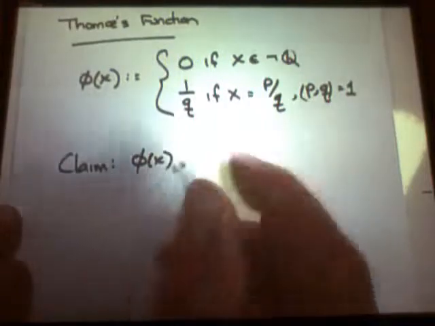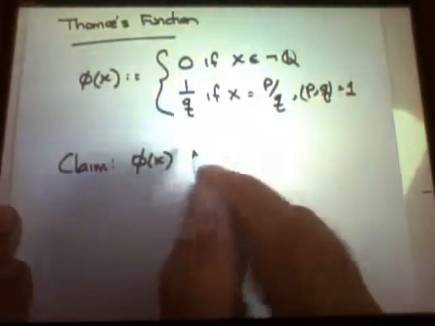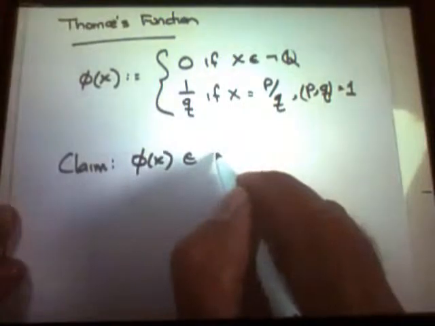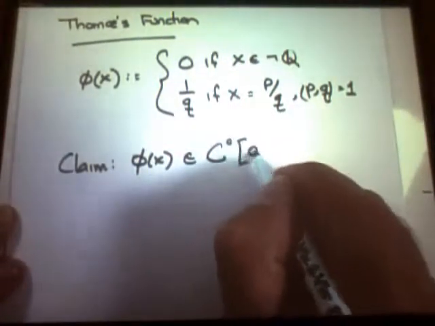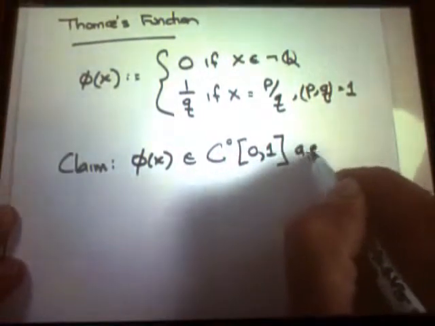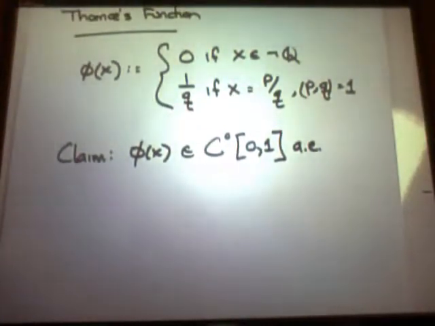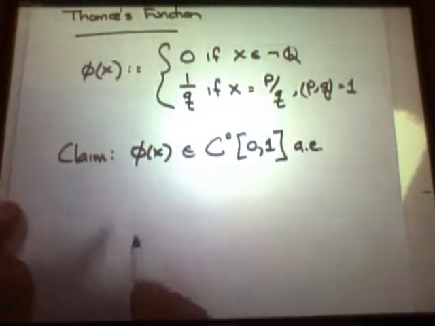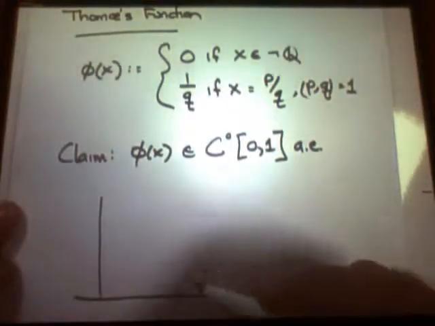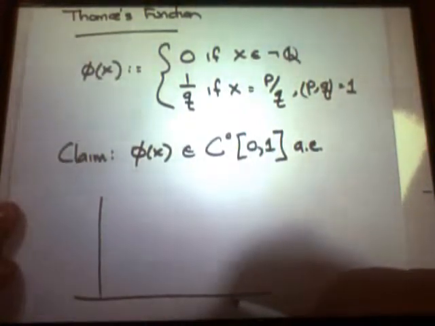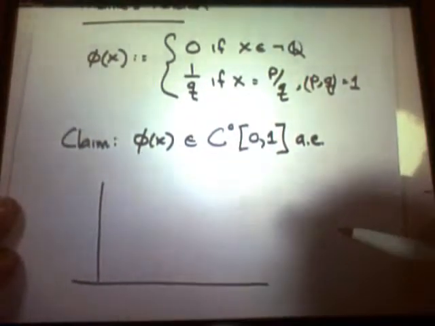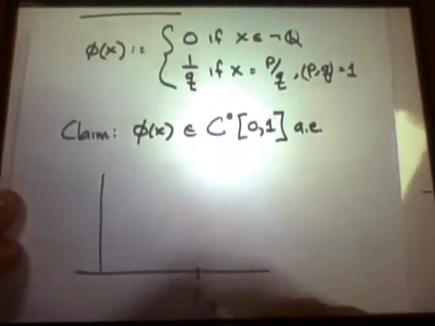T of x is continuous on [0, 1] almost everywhere. Which would make it Riemann integrable, wouldn't it? Okay, so what's this thing look like? Oh, of course, if you're irrational, you're at 0. Suppose you're at a specific irrational here.